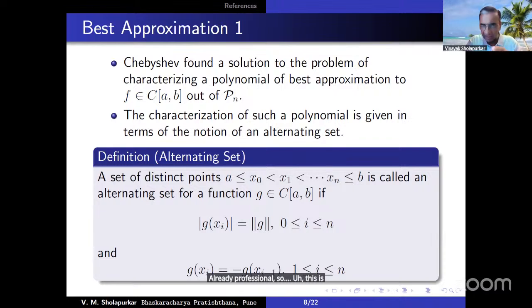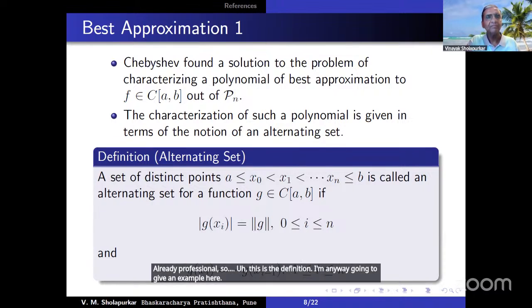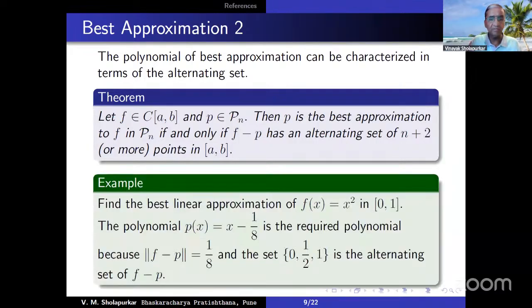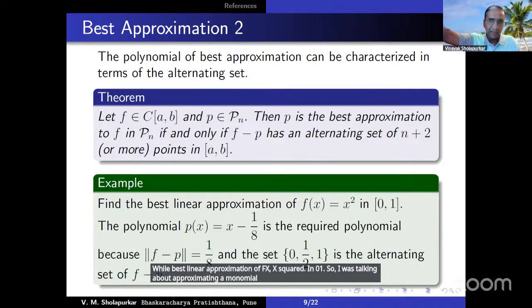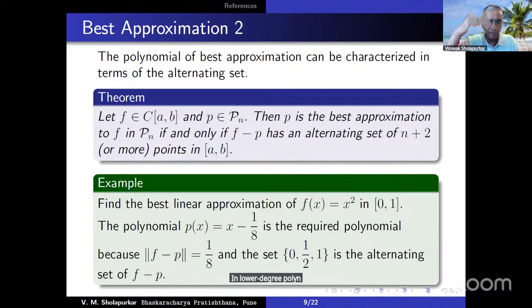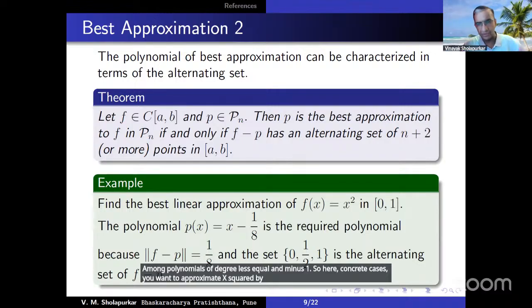So this is the definition. I'm anyway going to give an example here. See the example first. There are some typos here, of course. So, find the polynomial of best linear approximation of f(x) equals x square in [0, 1]. I was talking about approximating a monomial, say x to the power n, by lower degree polynomials. So for a polynomial of degree n, you want to find the best approximation among polynomials of degree less than or equal to n minus 1. Here the concrete case is that you want to approximate x square by linear polynomials on [0, 1].